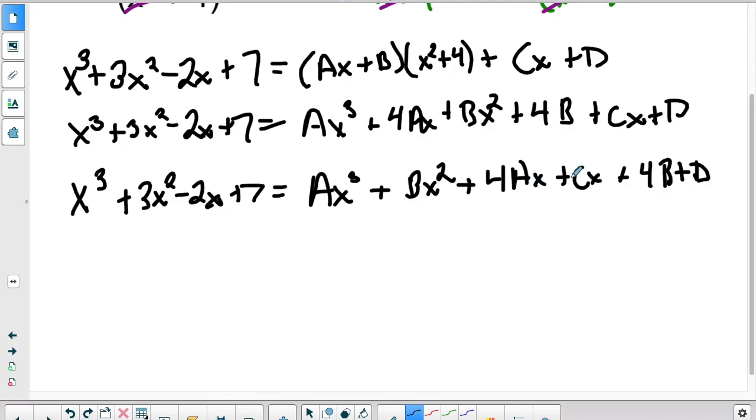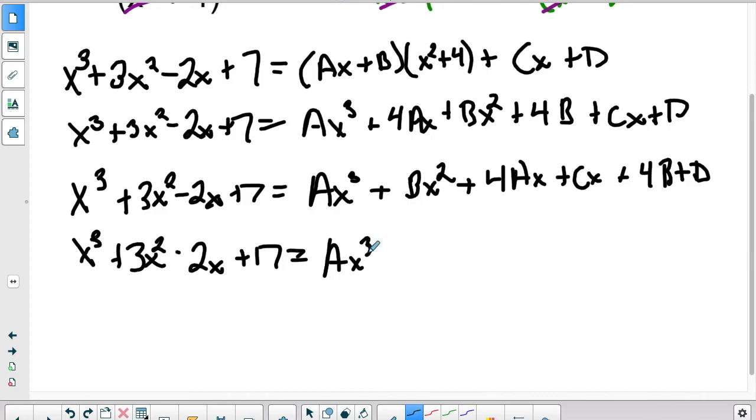Well, ax and cx are not actually like terms. I said that they were, but they're not actually like terms. And when I'm talking about like terms in these last few sections, I'm really referring to the terms with x, not ax, just the terms with x. The terms with x cubed, the terms with x squared, and the terms without x. We're grouping those together. X cubed plus 3x squared minus 2x plus 17.